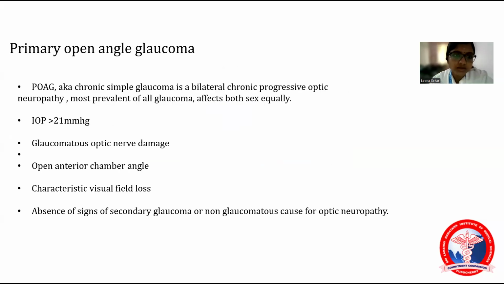Primary open angle glaucoma is also known as chronic simple glaucoma, which is a bilateral chronic progressive optic neuropathy, and it is the most prevalent glaucoma, which affects both sexes equally. Here, the IOP will be more than 21 mm Hg, and definitely there will be glaucomatous optic nerve damage. The angle is always open here, and the patient will have characteristic visual field loss also, and there will be no signs of secondary glaucoma or non-glaucomatous cause for optic neuropathy.